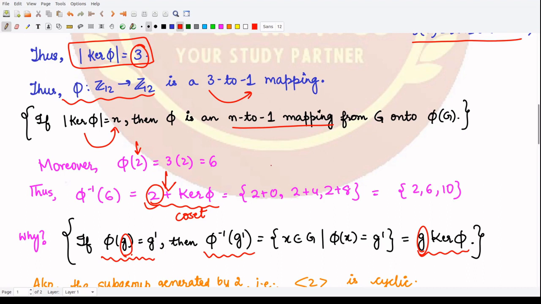The elements of kernel phi are 0, 4 and 8. So you add 2 to each. 2 plus 0 is 2, 2 plus 4 is 6, and 2 plus 8 is 10 under mod 12. All of these, 2, 6, 10, give the remainders 2, 6, 10 when you divide by 12. Hence, these are the elements. So this is another result which is verified here in this case.